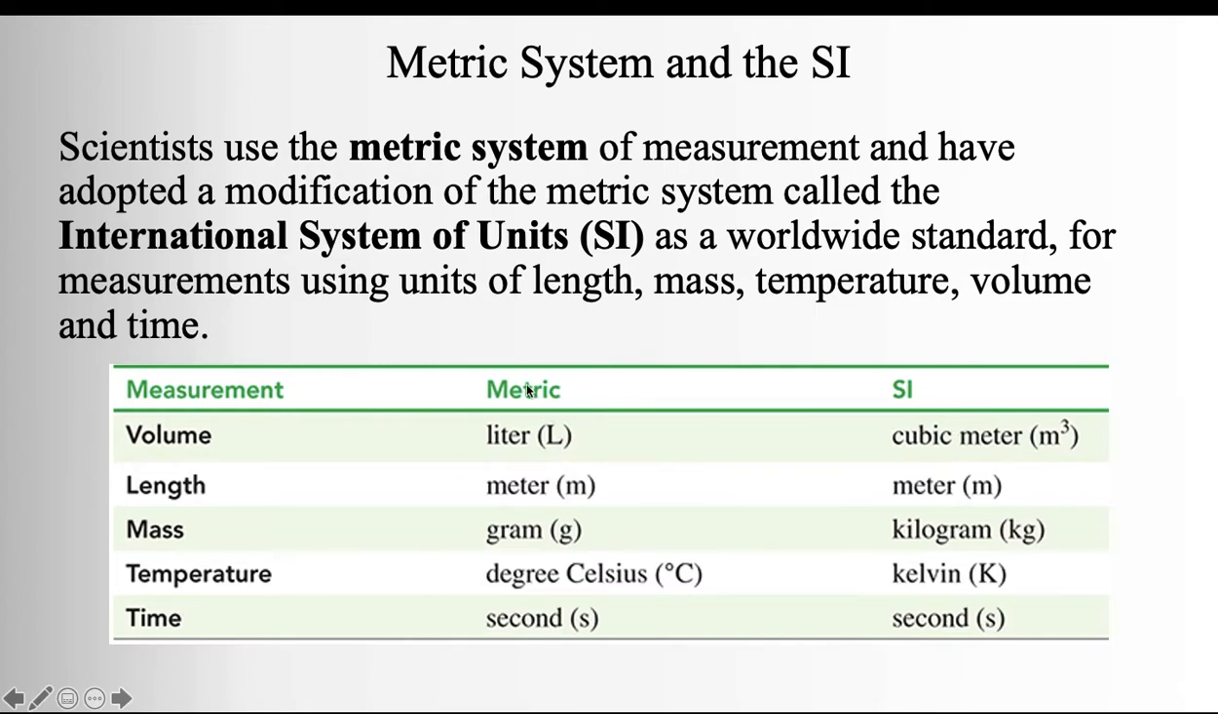For volume, the metric unit is liters. In the SI, it is cubic meters. For length, we use meter for the metric and meter for the SI unit. For mass, we use the gram for metric and the kilogram for SI. Temperature is degrees Celsius for metric and Kelvin for SI. The time is in seconds for both. So let's look at these a little more in detail. We're not going to look at time, but these other basic units.